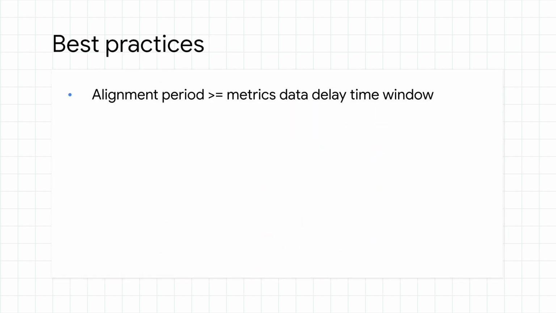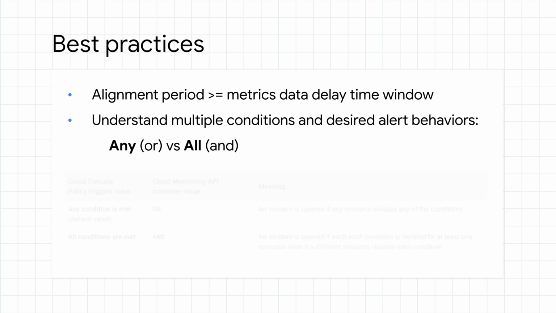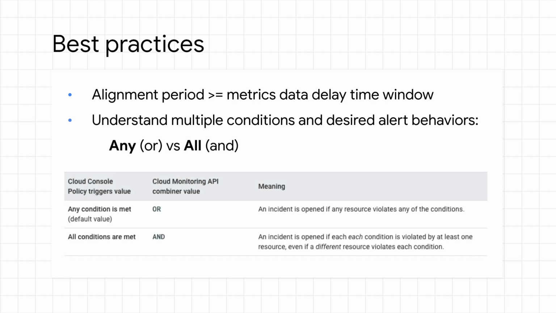In addition to that, here are 2 best practices to make sure you follow. First, the alignment period should always be greater than or equal to your metric's delay time window. Otherwise, your window might not have any data in it due to the delay. Second, make sure you're using multiple conditions correctly. Choosing any means only 1 condition needs to be met for your alert, while choosing all means every condition has to be met.